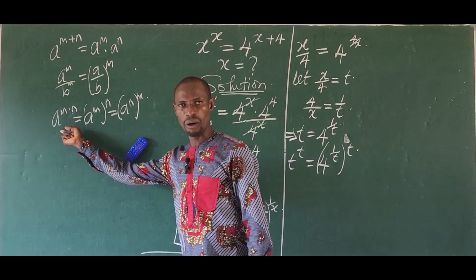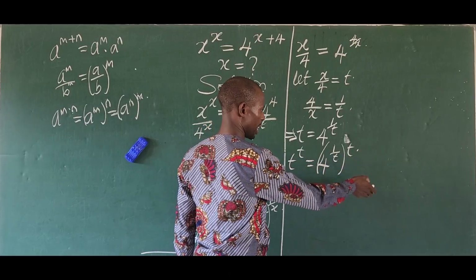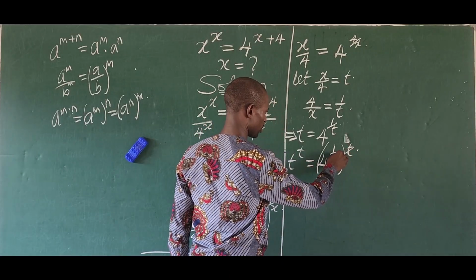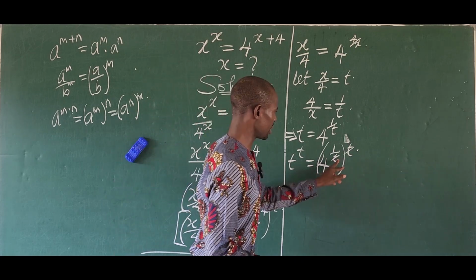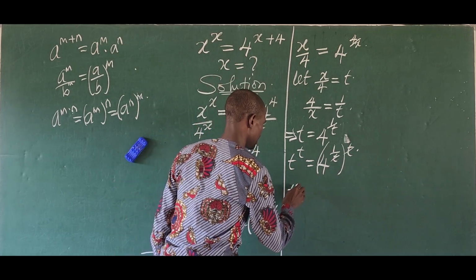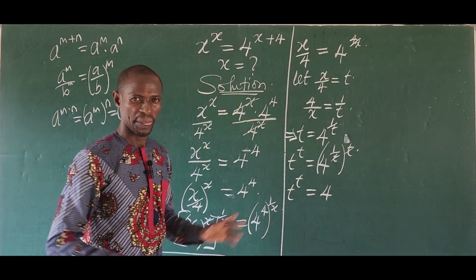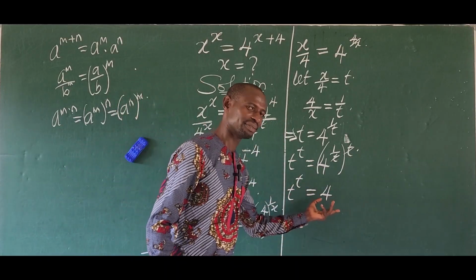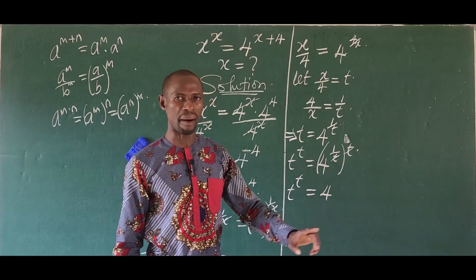Now we come to this law again. So if we apply the law to this other side, then we are left with t to the power of t equal to 4. Good. Now look at 4. 4 is a perfect square, so we can write 4 as 2 to the power of 2.